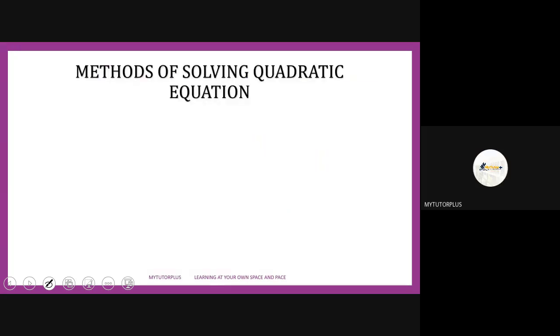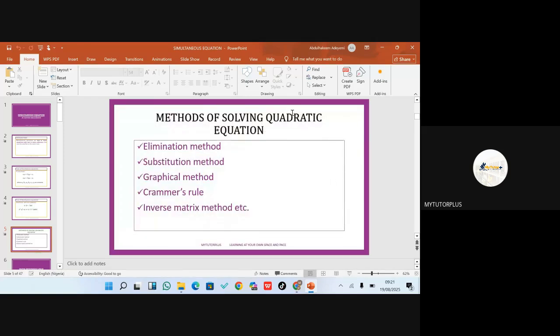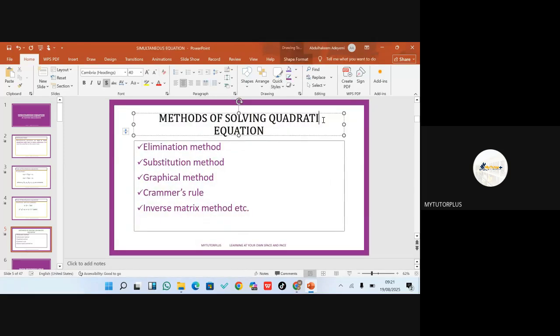So what are the methods of solving simultaneous equations? Sorry, I think there's a typo here. Let me quickly correct this. What are the methods of solving simultaneous equations?